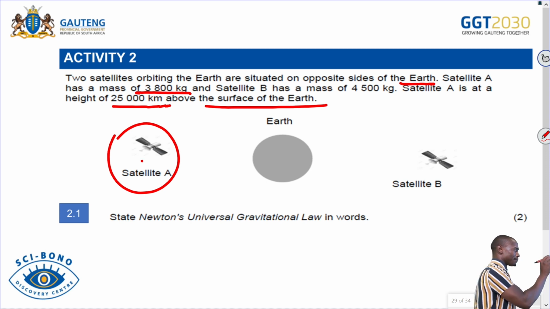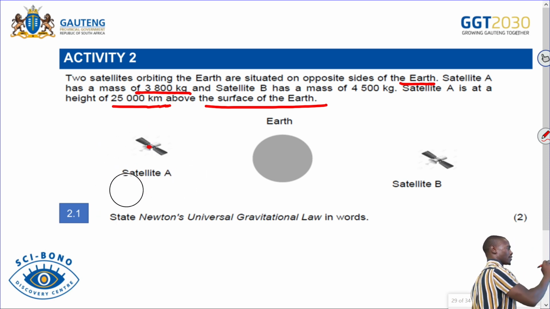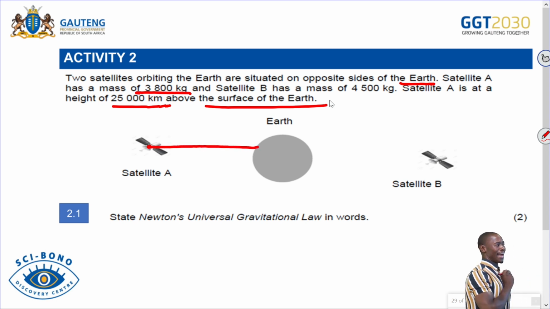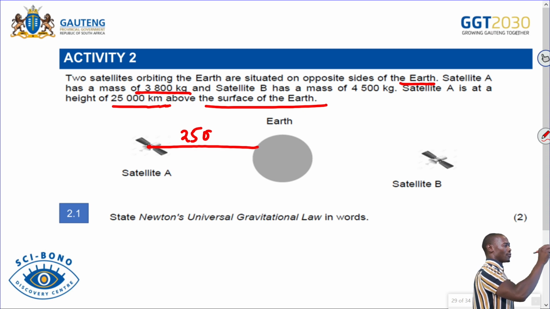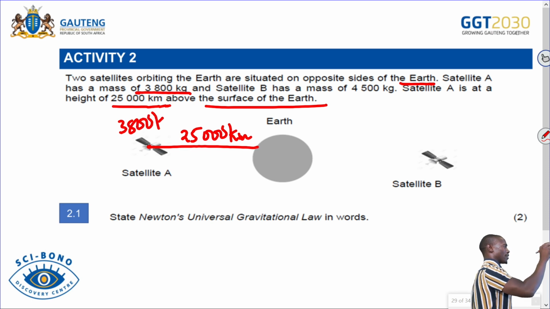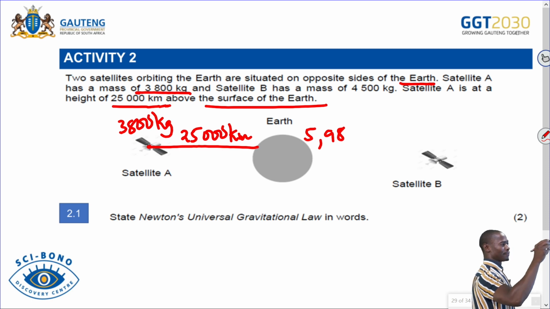So here, from the center of the satellite, this is the satellite. Let me just do this. From the satellite to the surface of the Earth is 25,000 kilometers. The mass is 3,800 kilograms. The mass of the Earth is 5.98 from the data sheet.